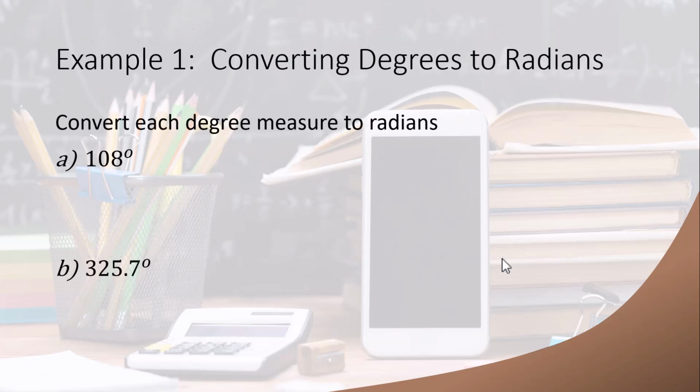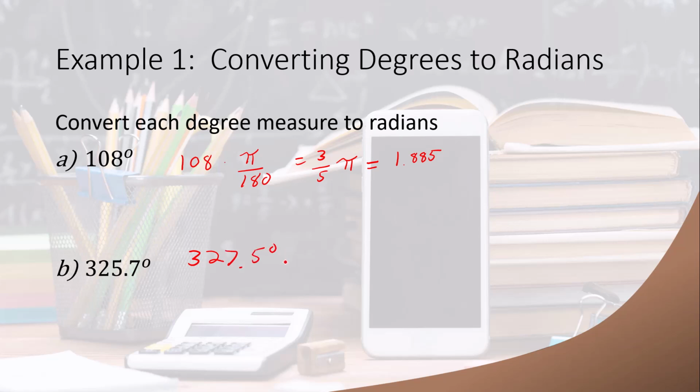For the first one, we want to convert the degree measure 108 to radians. As I mentioned before, you want to multiply it by pi divided by 180. If you do, you are going to get 3/5 pi, and that would be your exact answer. Now, if you want to approximate that, say to 3 decimal places, you can go ahead and do the math, and what you will get is 1.885 radians.